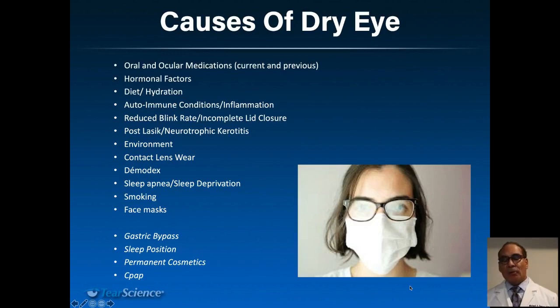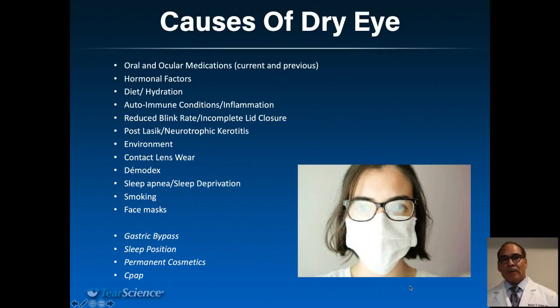In addition, autoimmune conditions, any type of inflammation in the body, rheumatoid arthritis, Sjogren's, lupus, sarcoid, ulcerative colitis, all of these inflammatory systemic diseases also affect the surface of the eye because the inflammation shuts down the tear production.